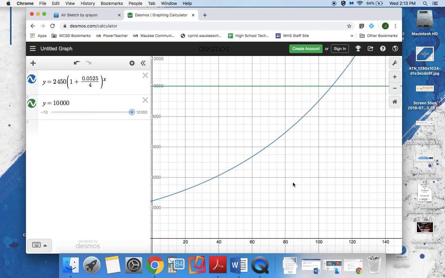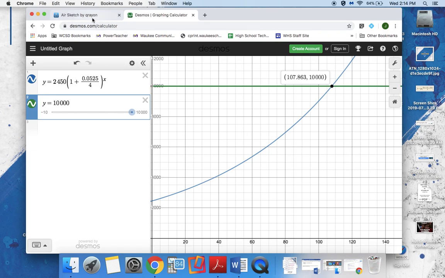Okay, now, if you remember from systems of equations, you will know that the point where they meet is the point where it solves the system. And the x value tells me the time. The y value tells me the money. So after almost 108 compounding periods, I'm going to end up with $10,000 in my account. 108 compounding periods, that's a lot.